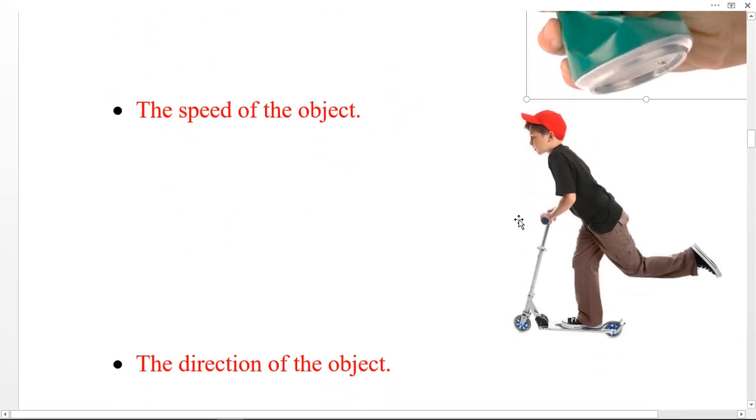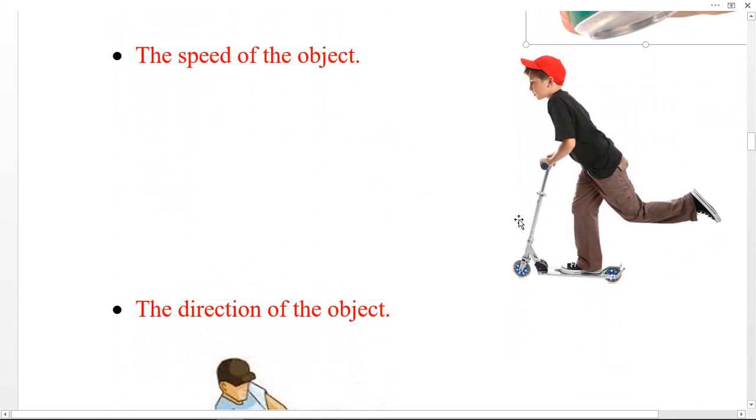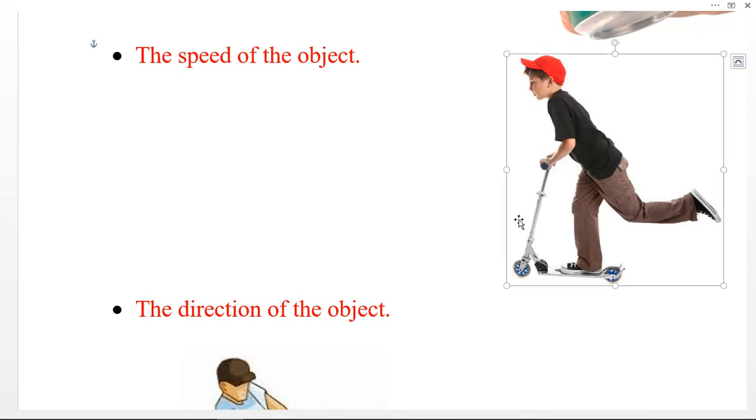The second diagram shows that force can change the speed of the object also. For example, this boy, whenever he pushes the ground with his foot, he moves faster than before. It means he is using force to increase his speed. So force can be used to change the speed of an object.